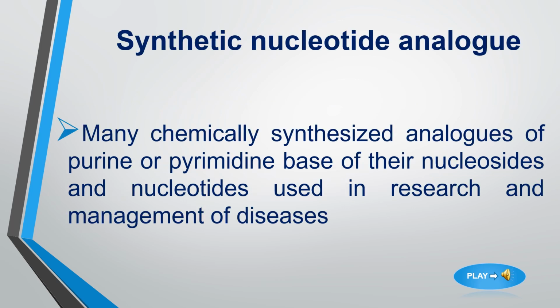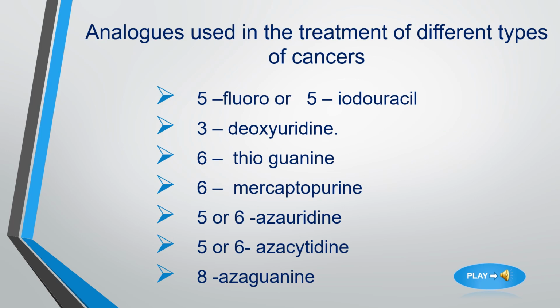Many chemically synthesized analogs of purine or pyrimidine bases, nucleosides and nucleotides are used in research and management of disease. Analogs used in different types of cancer, for example, 5-fluoro or 5-iodouracil, 3-deoxyuridine, 6-thioguanine, 6-mercaptopurine, 5 or 6 azathioprine, 5 or 6 azacytidine, 8-azaguanine.